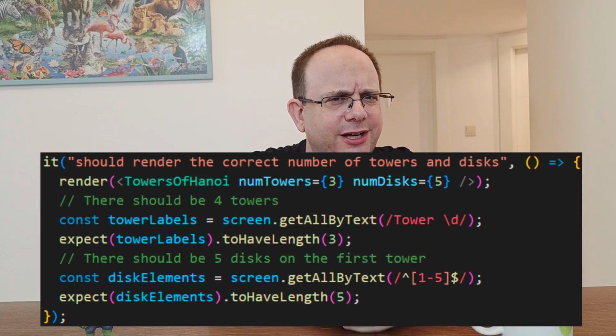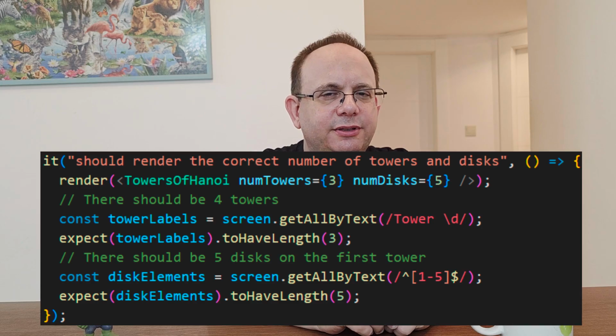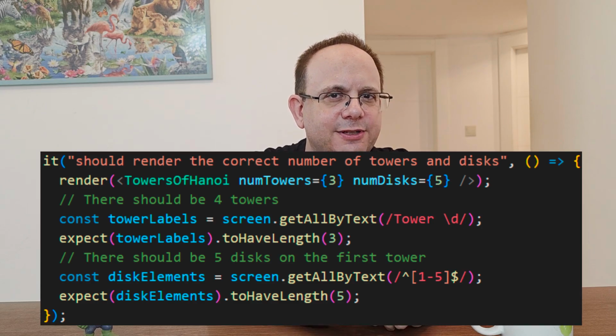Let's look at it. As you can see, it did what I asked, but in a weird way. It doesn't actually count the towers. It counts labels. In other words, if the component had a bug and it didn't draw correctly, but it had the labels in place, the test would pass. Now, a test that passes, and for the wrong reason, gives me false confidence.